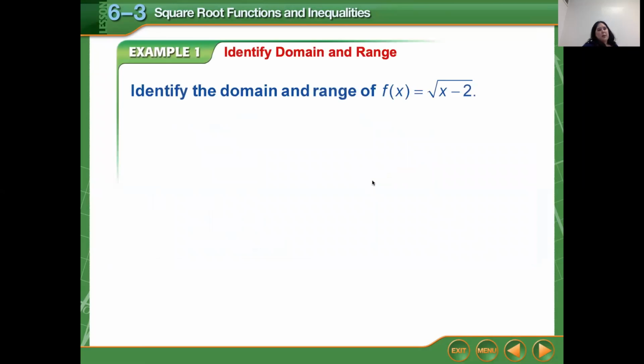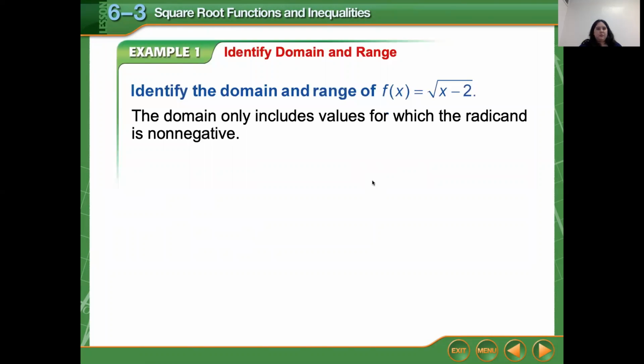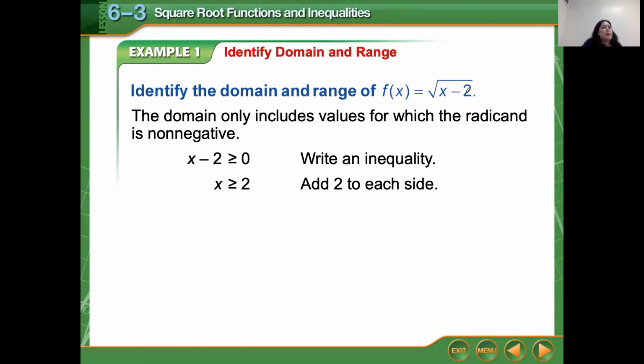So we're going to identify the domain and range of f of x equals the square root of x minus 2. So we're going to find the domain, which will include values for which the radicand is non-negative. The radicand is what we call what's inside the square root; the radical symbol is what we have here, what we call the square root. So we're going to set our radicand to be greater than or equal to 0, and then solve for x by adding 2 to both sides. So we find that our domain is x is greater than or equal to 2.